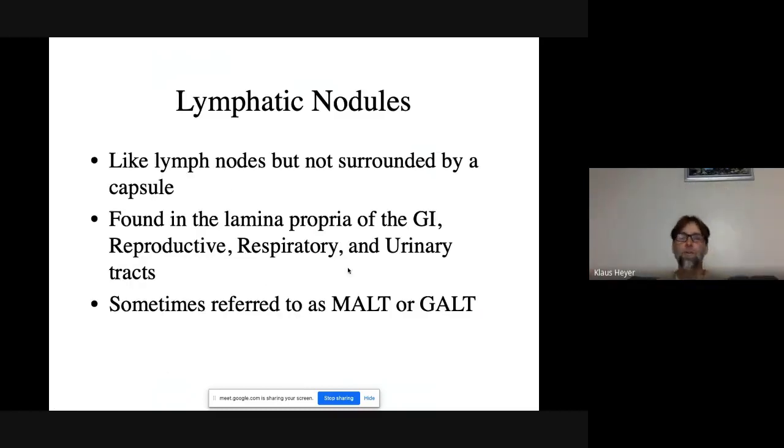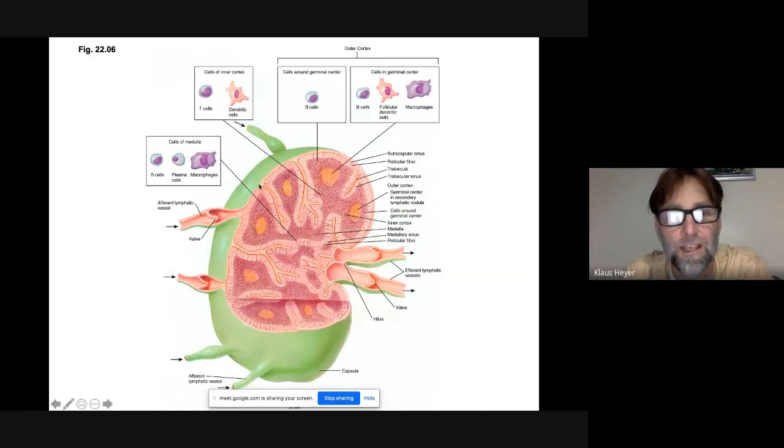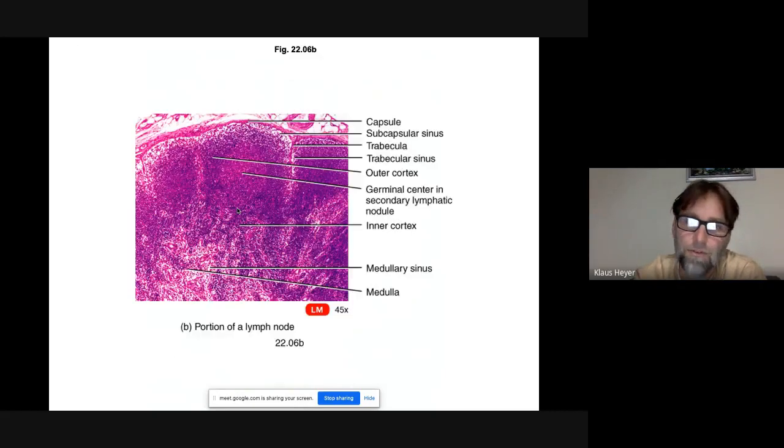Lymphatic nodules are similar to lymph nodes. If I go back to a lymph node, when you look at the anatomy of some of our vessels, and I think we might have talked about this with the adrenal gland, you had a capsule going around, then a cortex, and then a medulla. So this is the same setup. This is the medulla, this is cortex, and this is the capsule on the outside. So lymphatic nodules are kind of like lymph nodes, but they don't have a capsule.